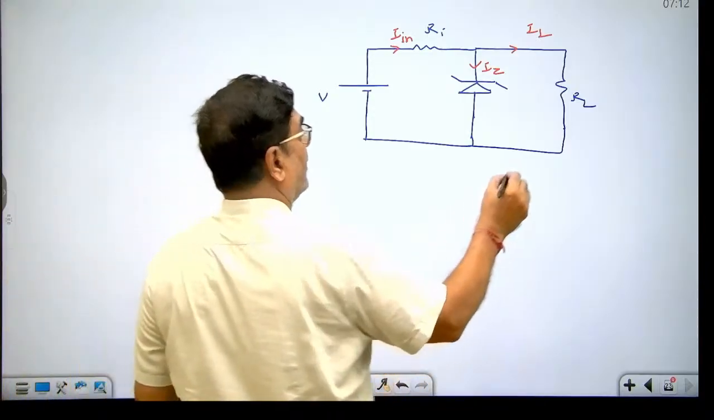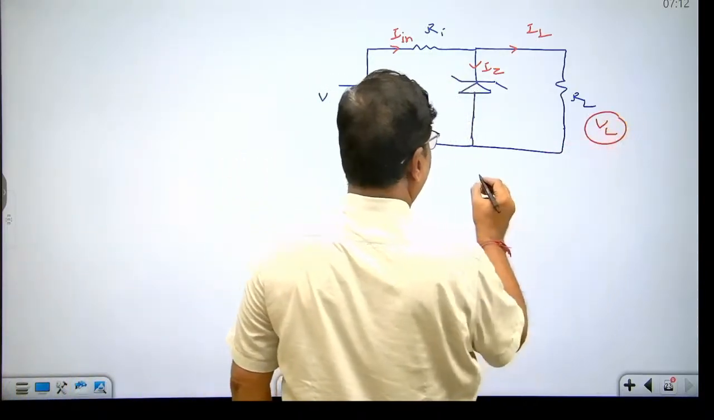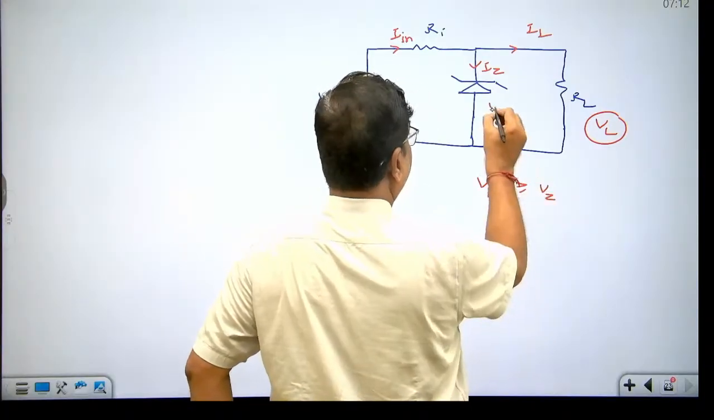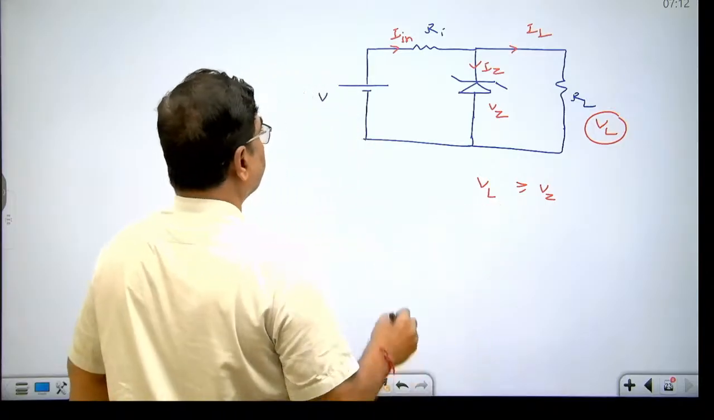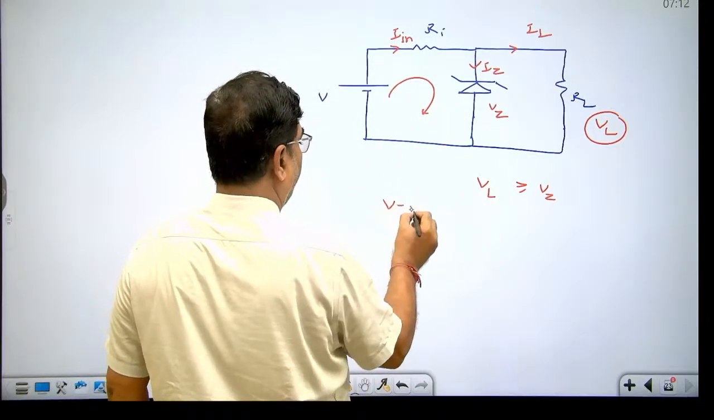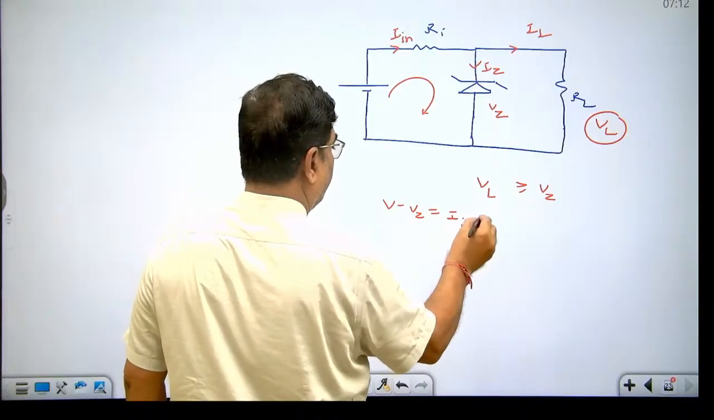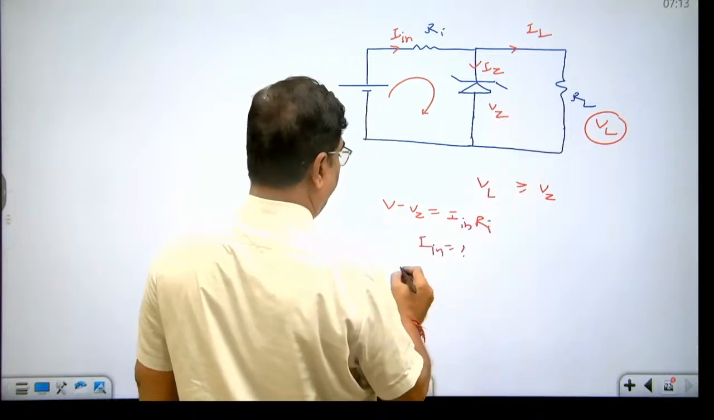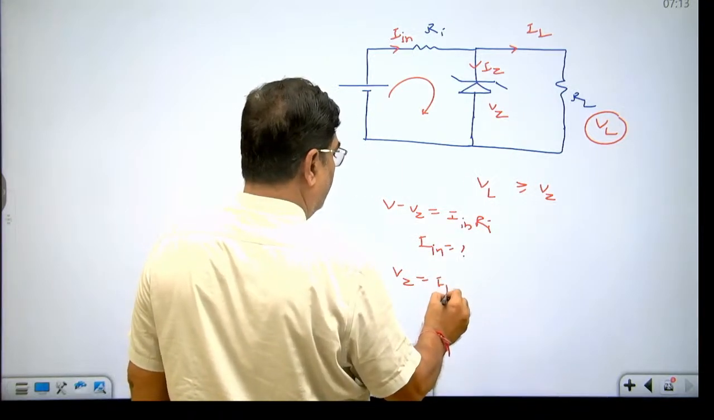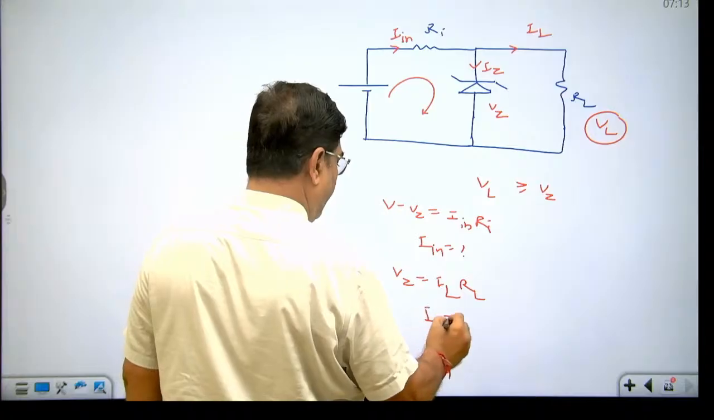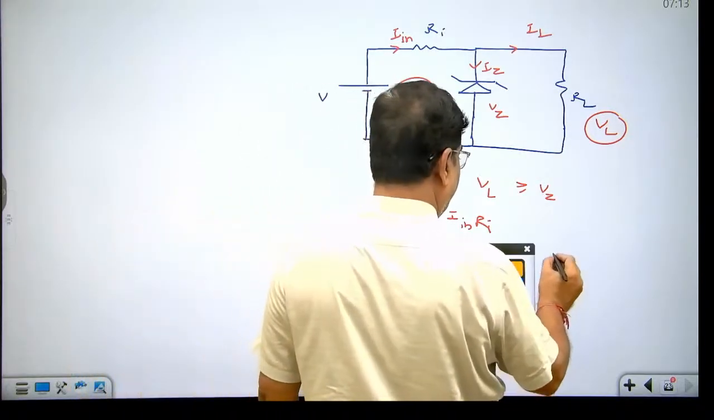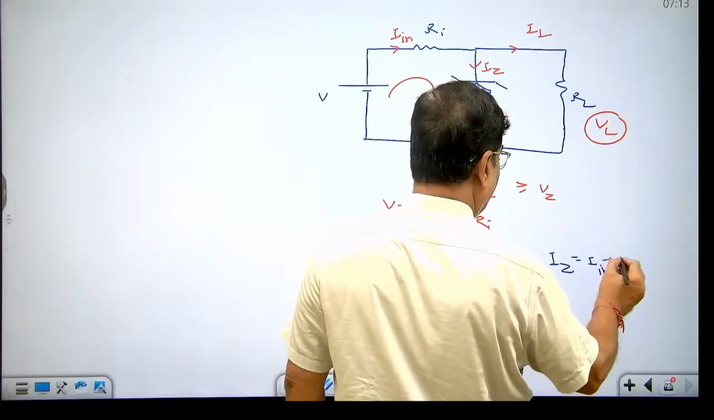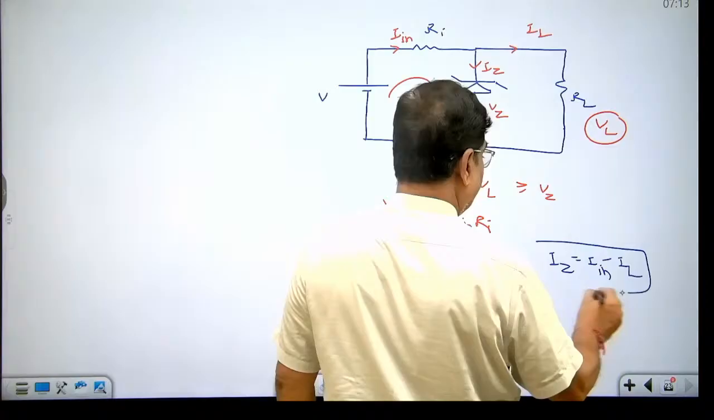If voltage drop at load is greater than or equal to Vz, then you can apply this equation by applying KVL: V minus Vz equal to I input into Ri. Here you can find I input. In parallel, voltage drop remains same, so Vz equal to IL into RL. From here you can find IL. And now, dear student, from Kirchhoff junction law, Zener current equals I input minus I load current.